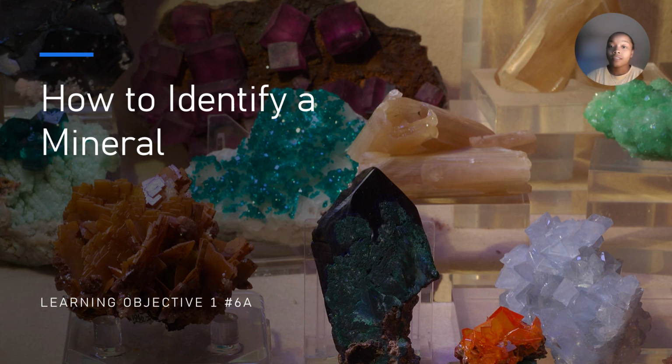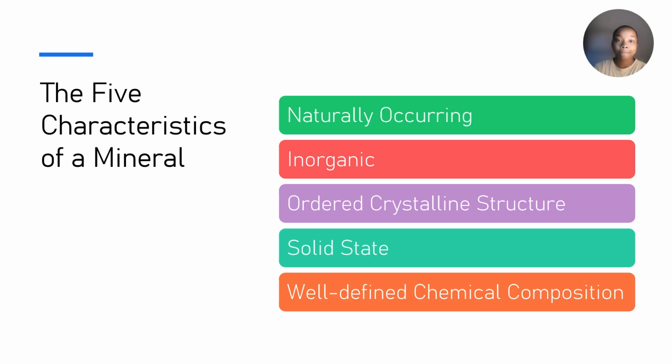I will be discussing the 5 characteristics of a mineral. These 5 characteristics help us figure out if something is a mineral. The characteristics are 1. Naturally occurring, 2. Inorganic, 3. Ordered crystalline structure, 4. Solid state, 5. Well-defined chemical composition.